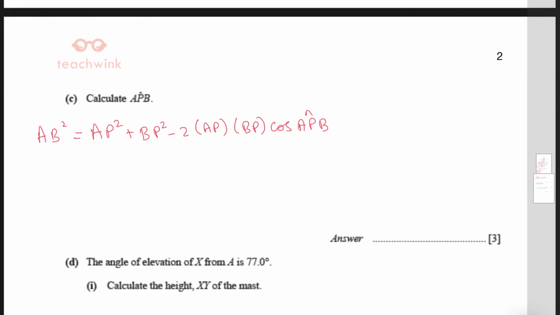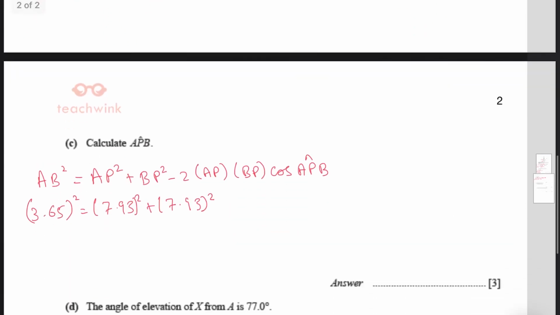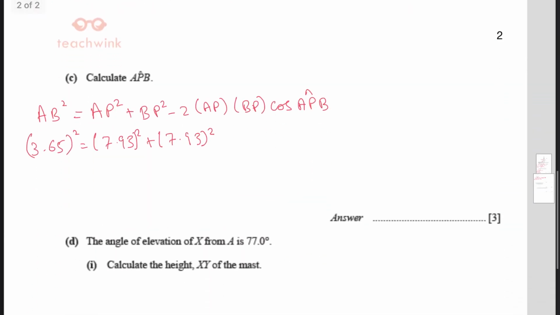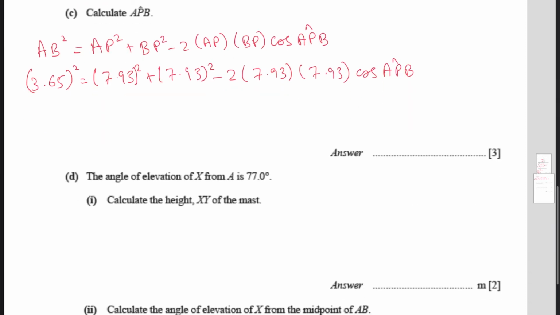Okay, so AB as mentioned in the question is 3.65, so you square this, is equal to 7.93 squared plus 7.93 squared, because BP and AP are both the extensions of the cables. So you multiply negative 2 by 7.93 as well as 7.93, and you're trying to find cos APB. Okay, so let's write cos APB on one side and bring everything to the other side.